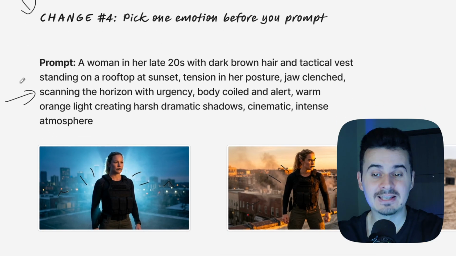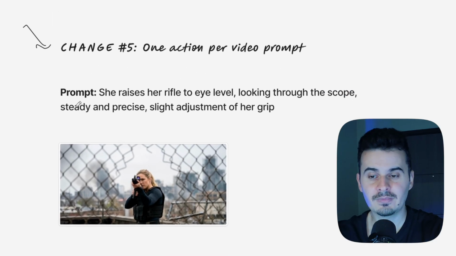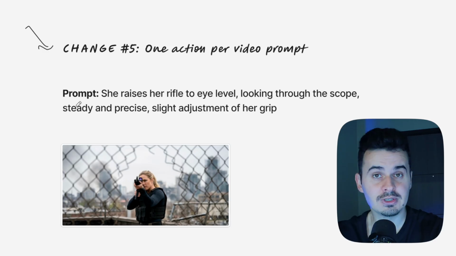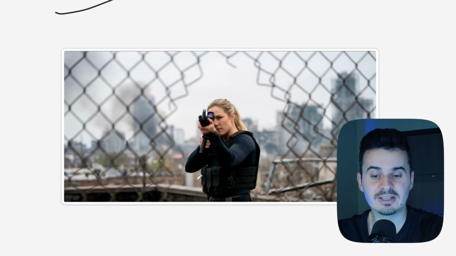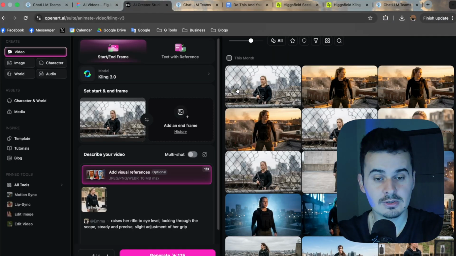And now we have the last step, which is basically one action per video prompt. And I know that in some cases you can get good videos with a lot of action in just one clip, and I will show you an example of that as well. But in my opinion, it's much easier to generate good quality videos, even with simple models, if you just use one action per video. So here's an example of a prompt, and this is what you can get with that. So again, we have the same image that you saw before with this fence here, and she's just raising her rifle. And now let me show you what the video actually looks like.